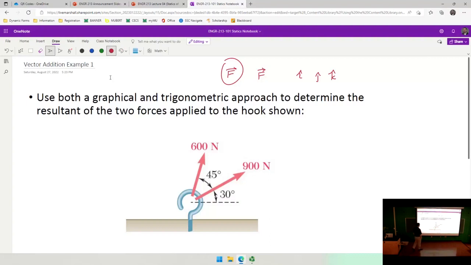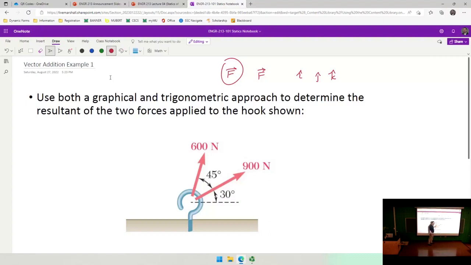Okay, so I have this hook screw here, and I have these two forces being applied to a common point. So I've got 600 newtons being pulled up about like this, and I've got 900 newtons being pulled up somewhere about like this. So what I want to do is replace those two vectors with a single vector that has the same equivalence. So if I was a betting man, I would suggest that that resultant vector is probably going to be pointing somewhere about like that.